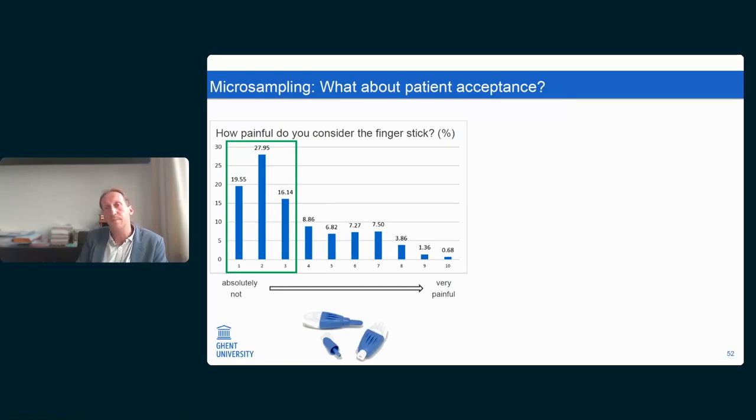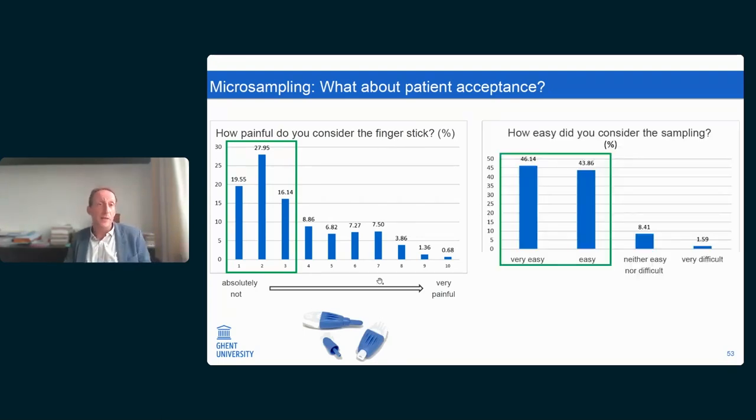Also, if we look at patient acceptance, and this is again from a study that we performed, we asked whether patients considered the finger stick really painful, and the majority considered it not that painful at all. If the patients were asked if they considered the sampling quite easy, over 90% considered the sampling at home very easy to easy. And importantly, these were first-time users.